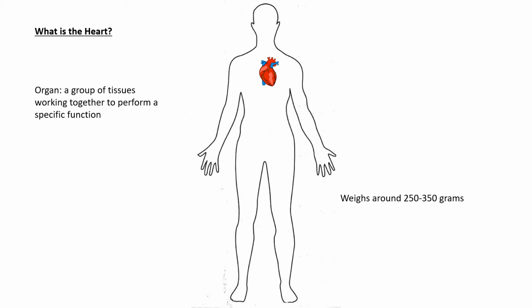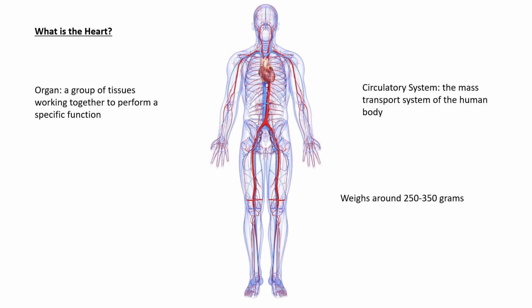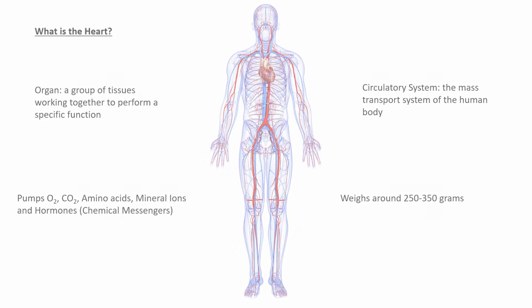It's the driving force of an organ system, the circulatory system, also known as the cardiovascular system, whose job it is to transport substances around the body. These substances include oxygen, carbon dioxide, nutrients such as amino acids and mineral ions, as well as hormones as chemical messengers. And the heart acts as a pump to allow these substances to be transported. We'll go into more detail about the system in a later video.